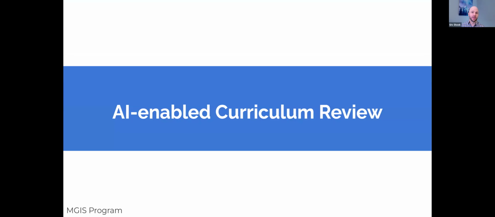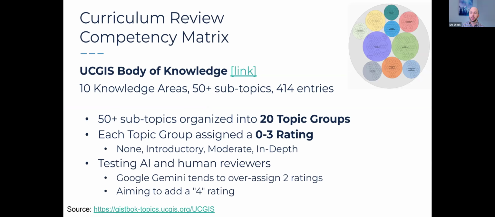So that's one example of creating curriculum using AI. As part of our master's program, we also created a curriculum review system using AI. And a shout out to Dan Goldberg from the last UCGIS meeting, who was really trying to push this at his institution. So I came up with a slightly different rendition that connects to the UCGIS body of knowledge.